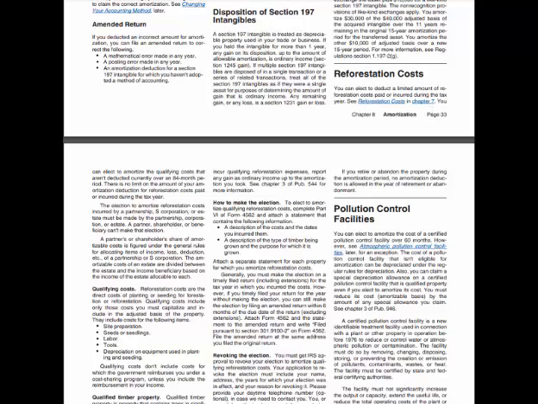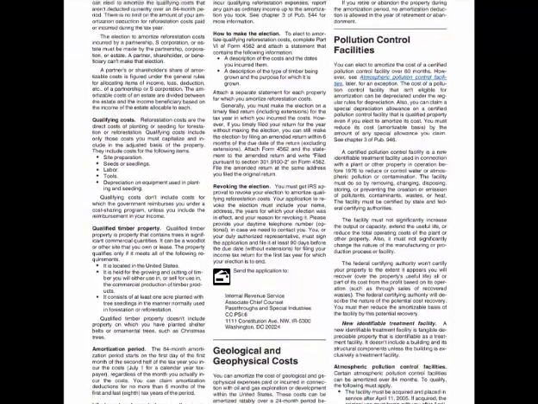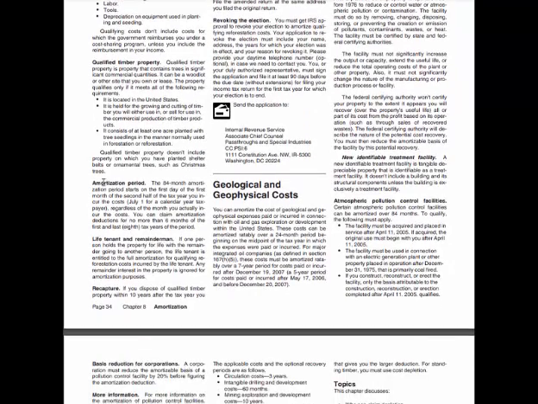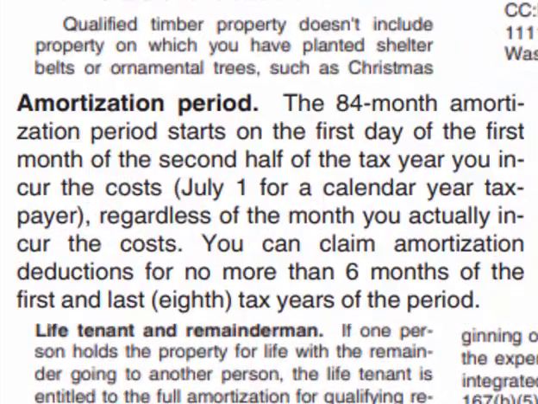And then we can come through here and we can see the amortization period. And then if we zoom in, you can see the 84-month amortization period starts on the first day of the first month of the second half of the tax year you incur the cost, which is July 1st for a calendar year taxpayer. Regardless of the month you actually incur the cost, you can claim amortization deductions for no more than 6 months of the first and last, the 8th, tax years of the period.